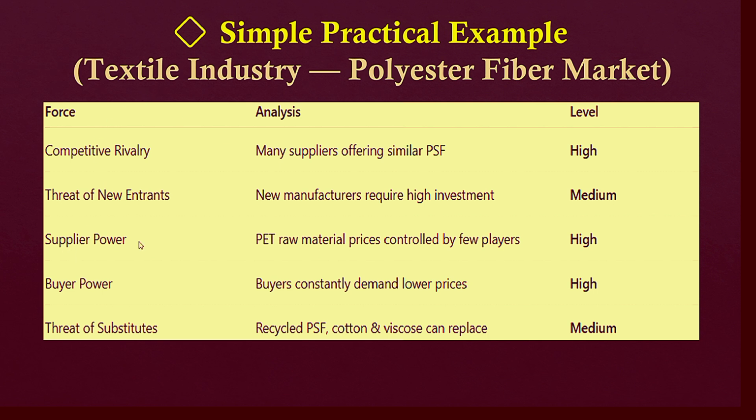Third is supplier power. PET raw material prices are controlled by a few players, so that is a high issue. The fourth is buyer power. Buyers constantly demand low prices, so it is a high factor. Threat of substitutes: recycled polyester staple, cotton, and viscose can replace it. That is a medium level of risk.